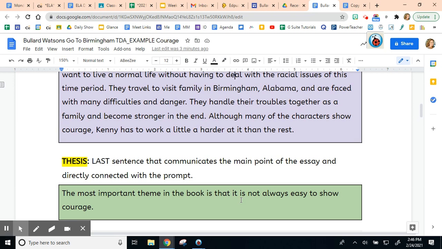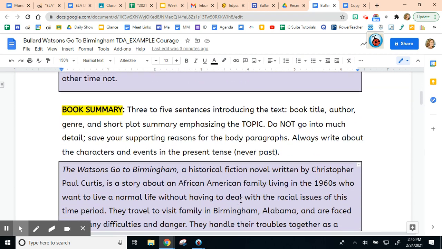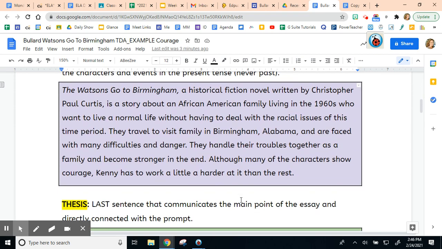It's that easy. If you're having trouble, make sure you raise your hand. I can come by and help you. But once you have your thesis and you have your summary and you have your hook, you are done outlining the introduction to your TDA. Congratulations, you're on the way. We're going to pick up in the next video with how to write the body, including evidence and analysis. But that's for another day.